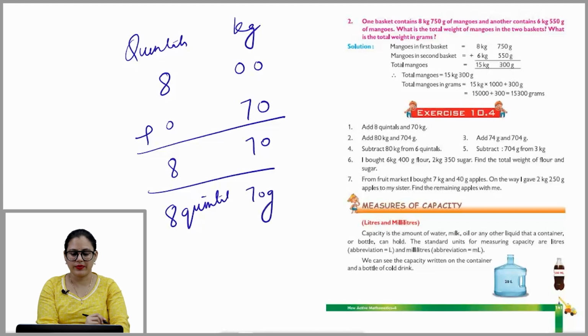70 kilogram. Okay. Measures of capacity, liters and milliliters. Capacity is the amount of water, milk, oil or any other liquid that a container or bottle can hold. The standard unit for measuring capacity is the liter. The abbreviation of liter is L and milliliter is ml. We can see the capacity written on the container and a bottle of cold drink. Have you ever seen? You must have seen.